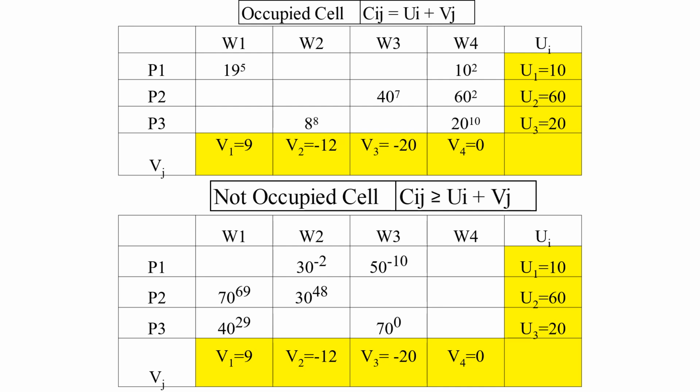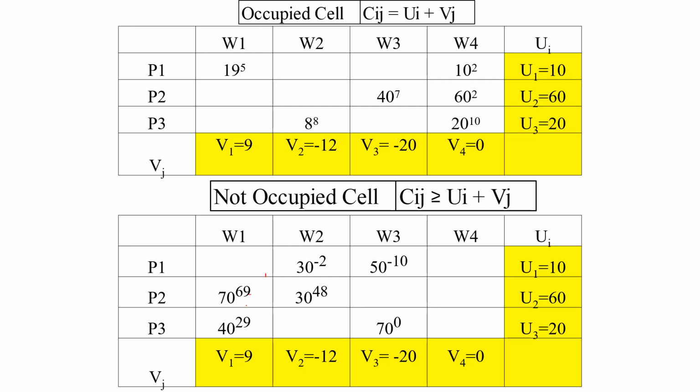Similarly, another not occupied cell is 40. Then what should be Ui plus Vj? 9 plus 20, that is 29. In this way, you have to calculate for the not occupied cells, and everywhere you should ensure that Cij is greater than or equal to Ui plus Vj. Just check it here.